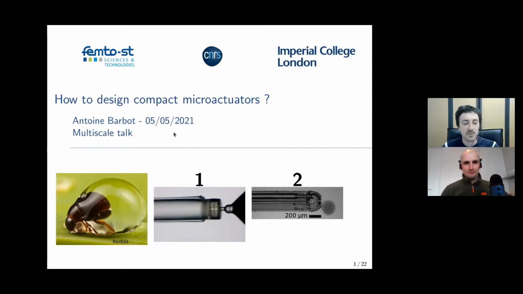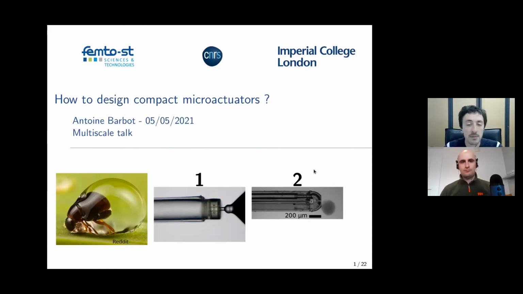So what I want to present today is how to design compact microactuators, and especially my interest is to focus on the use of surface tension. Here you can see a small bug trapped in a drop of water, just to remember that surface tension is quite a huge thing at microscale. I will present how I use it for two applications: one, the design of a micro piston at the tip of a capillary, and the other one to deliver and sample a small quantity of liquid, so for drug delivery and liquid biopsy.